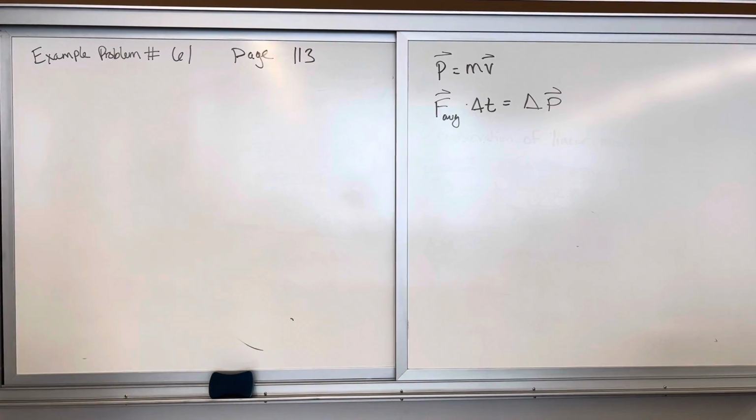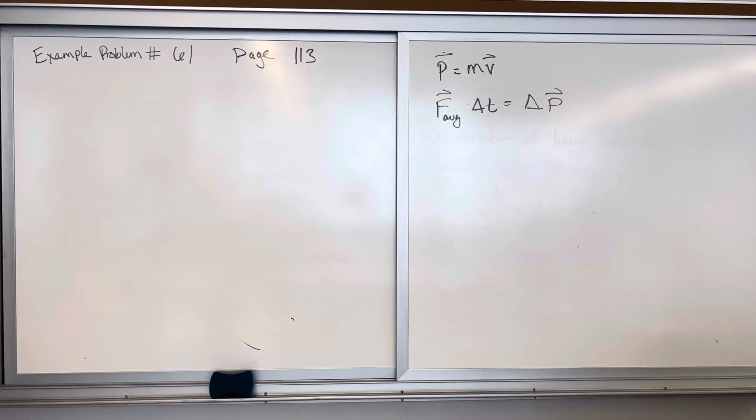Example problem number 61, page 113, chapter 6, covering momentum. The problem states a 150 grain 30-06 bullet has a mass of 0.01 kilograms and a muzzle velocity of 900 meters per second. If it takes 1 millisecond to travel down the barrel, what is the average force acting on the bullet?